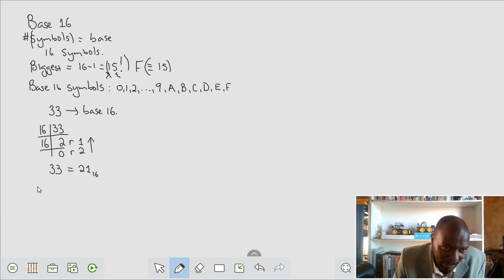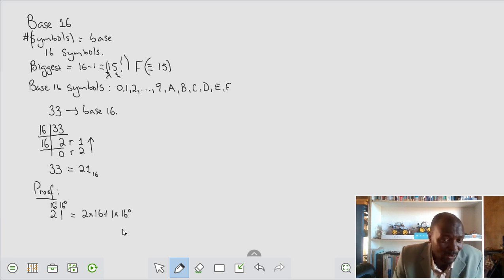How do you take it back? Let's take it back by proving it. We would know that 2, 1, this means our base is 16. For this one the power is 0 for the units, and for that one the power is 1 for the 16ths. So going forward you can see that this is equivalent to 2 times 16 to the power of 1, which will obviously remain 16, plus 1 times 16 to the power of 0. Anything to the power of 0 is 1, except 0. 0 to the power of 0 is a big exclamation mark, right? But 16 to the power of 0 is 1. 1 times 1 is 1.